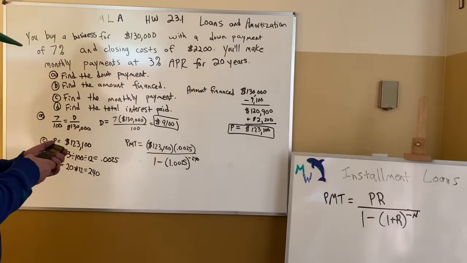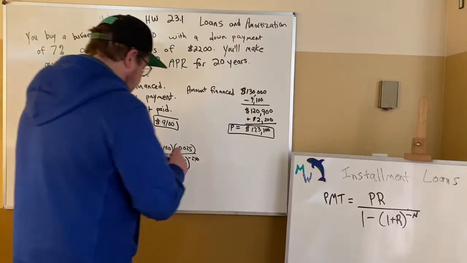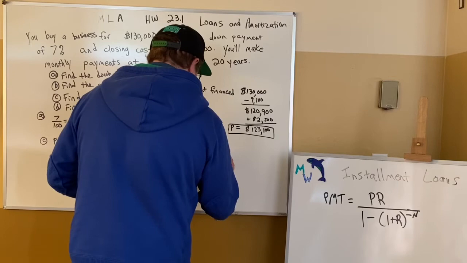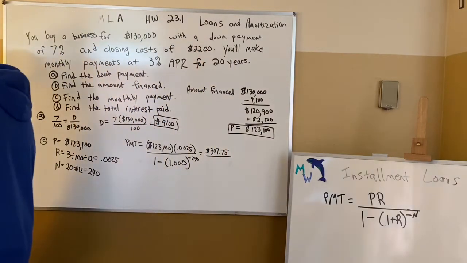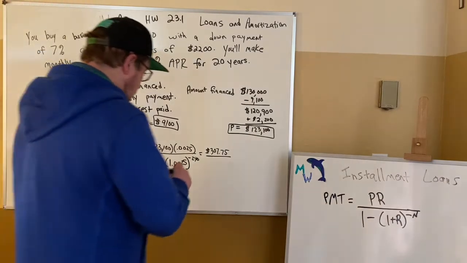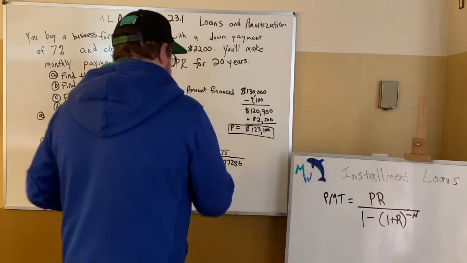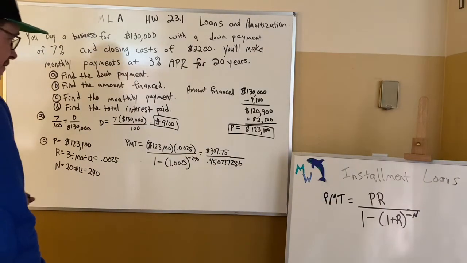So at the top, 123,100 times 0.0025 equals 307.75. And in the denominator, I'm going to have 1 minus 1.0025, which I raise to the power of 240 that must be negative. So you do what your calculator needs to get the negative 240 as the power. And the whole of the denominator for me turns out to be 0.450777286. So I want to do 307.75 divided by this number.